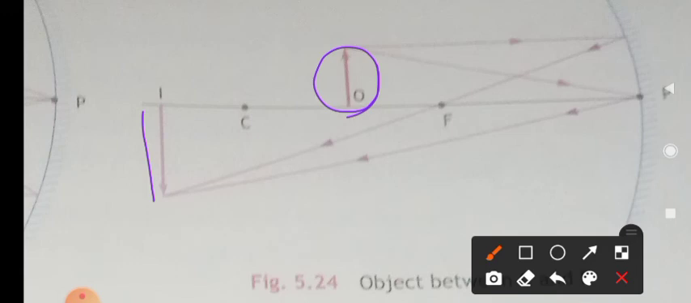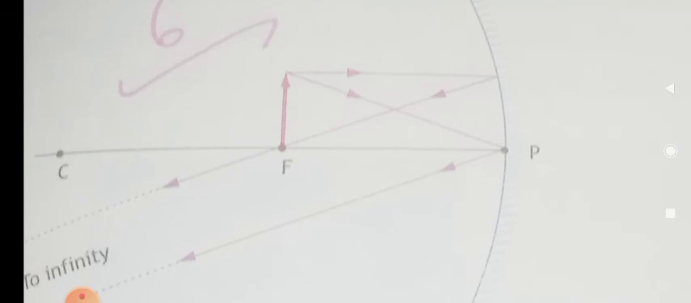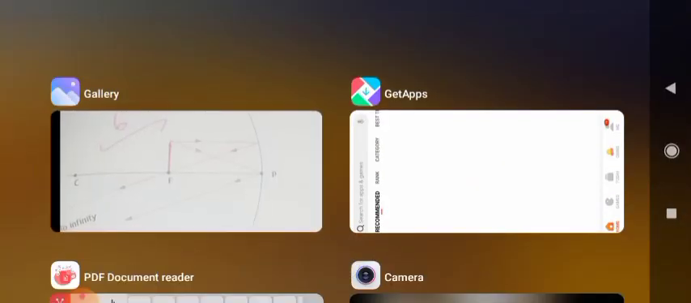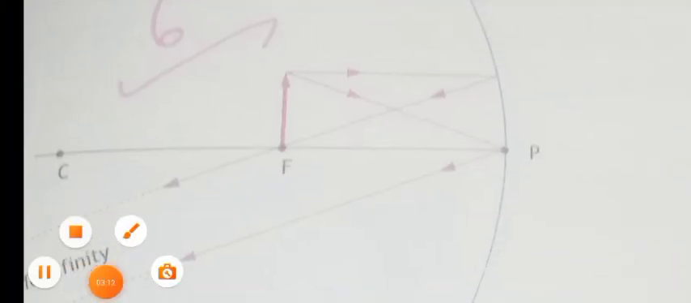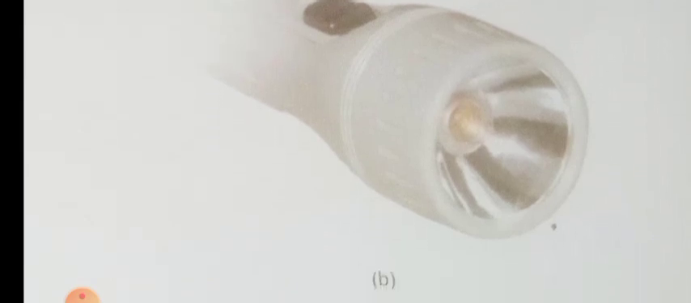Okay, then when the object is at F, that is at focus, the image is formed at infinity. The image is formed at infinity, or very far away from the mirror. So here the object cannot be seen very clearly. Is it clear children? The same concept is used in torch lights.